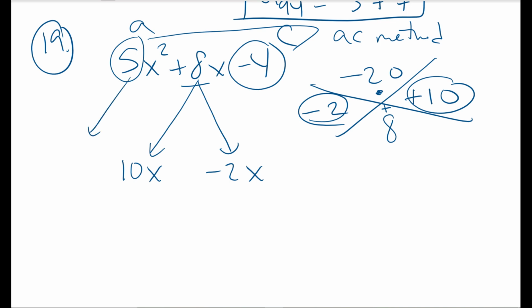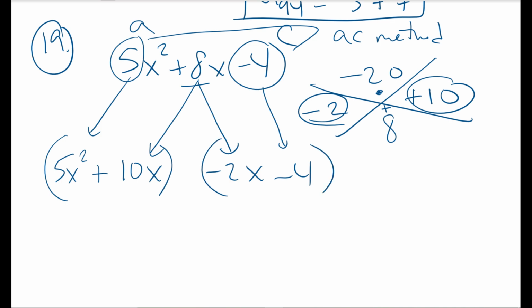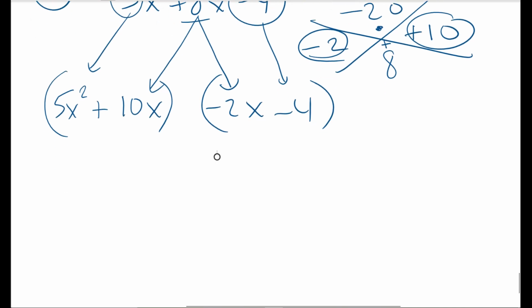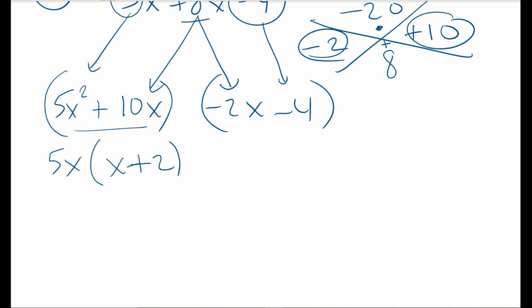All right, now bring down the 5x squared. And this is a positive 10, so I'm going to put plus there. Bring down the negative 4. Now you're going to factor by grouping. So in this case, you can pull out a 5x from this first group. So I know that 5x times x is 5x squared. I know that 5x times 2 is 10x. So we're back to our original.